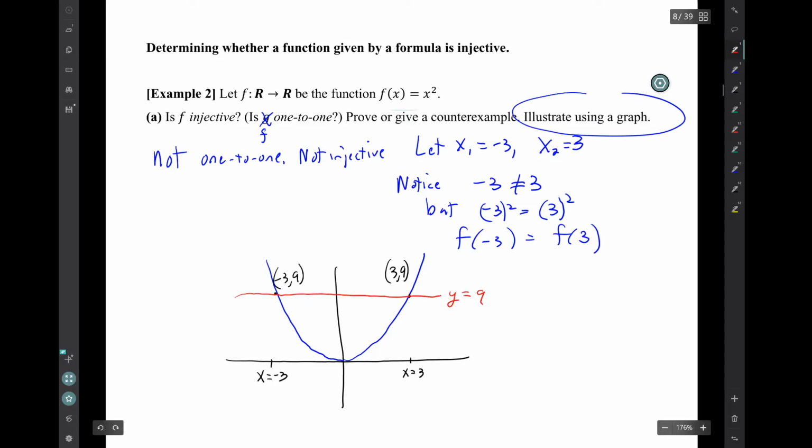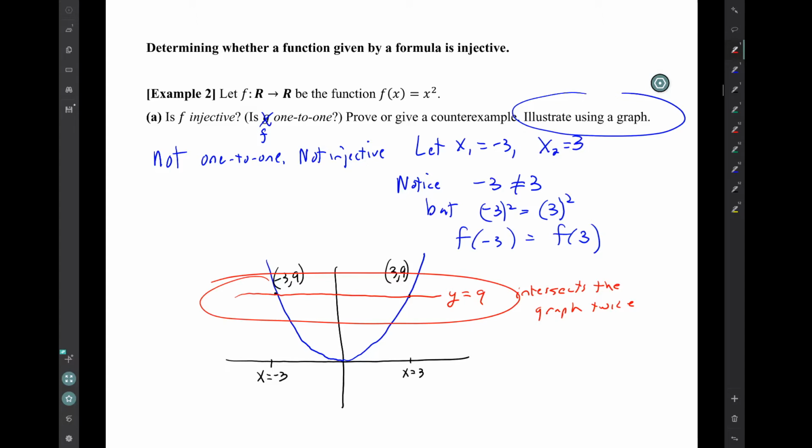We see that that horizontal line y equals 9 intersects that graph twice. Now notice there are some lines that don't intersect the graph twice. This horizontal line, y equals 0, only intersects the graph once. And this horizontal line doesn't intersect the graph at all. That's okay. The problem is this line. For a function to be injective, for it to be one-to-one, you cannot have a horizontal line touch the graph more than once.